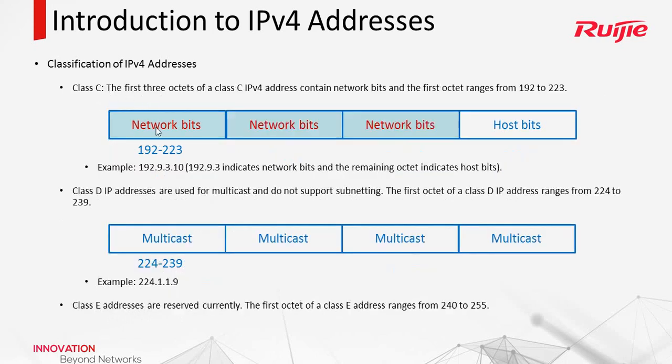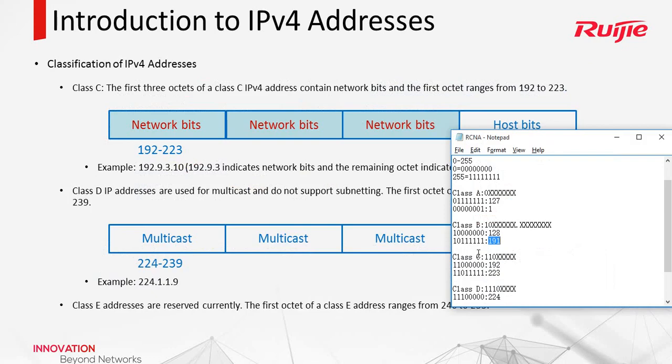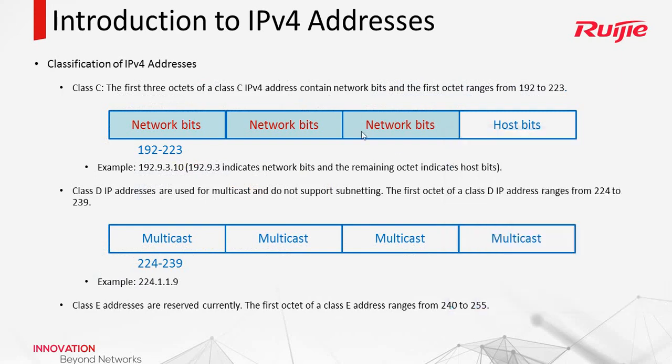Then class C has this format. 110 will be the highest 3 bits, and the range is from 192 to 223, and the first 3 bytes will be the network bits.